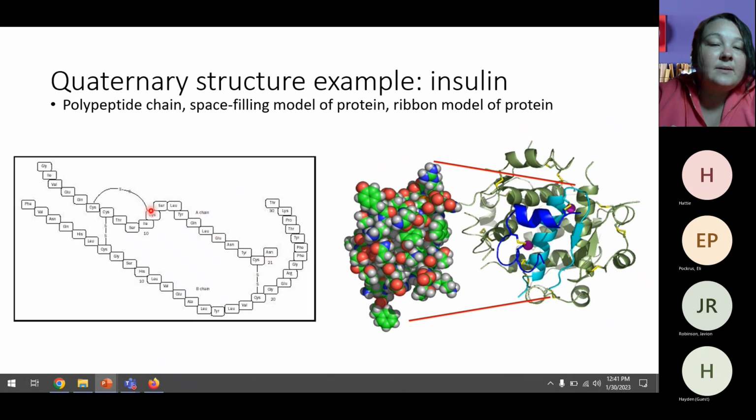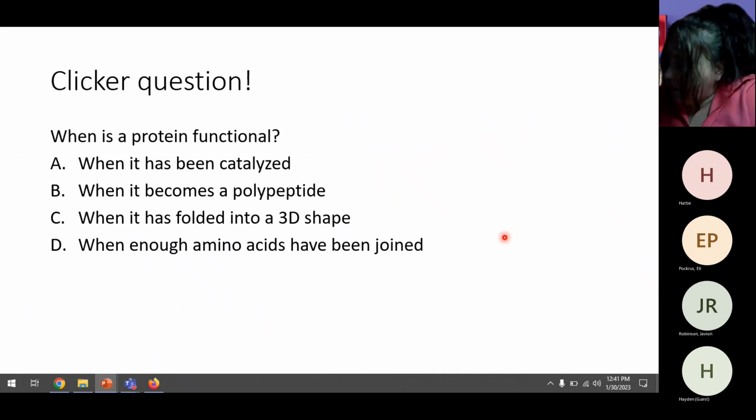Here's another example, insulin. So here they're showing us the primary structure of insulin. We've got these two polypeptides. Remember, polypeptide is the primary structure. And then this is how it folds into an actual protein. We've got two polypeptides that came together, forming quaternary structure.